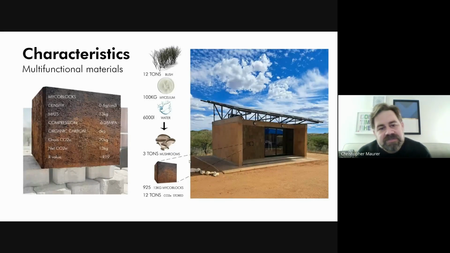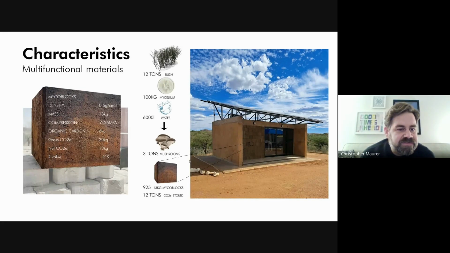Here are some of the statistics I just mentioned. The 12 tons of bush was paired with 100 kilograms of mycelium and 6,000 liters of water, which sounds like a lot, but is actually quite small compared to the agricultural process of producing 3 tons of food. Vegetables require much more than that, and cattle require about 100 times that to produce that tonnage of food. With those 12 tons of bush, we were able to make 925 myco blocks that went into the construction of this building.